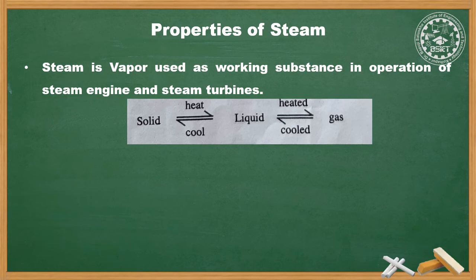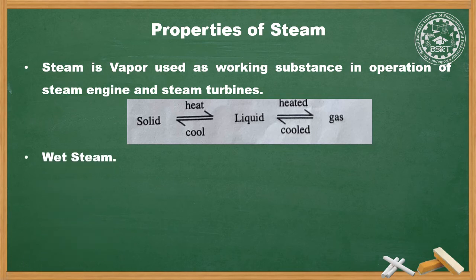When a solid is heated, it turns into liquid, and when liquid is heated, it turns into the gaseous phase. This gaseous phase, where there is a mixture of gas and moisture, is called steam. When the gas is cooled, liquid is obtained, and when liquid is cooled, the solid phase is obtained. There are three types of steam.